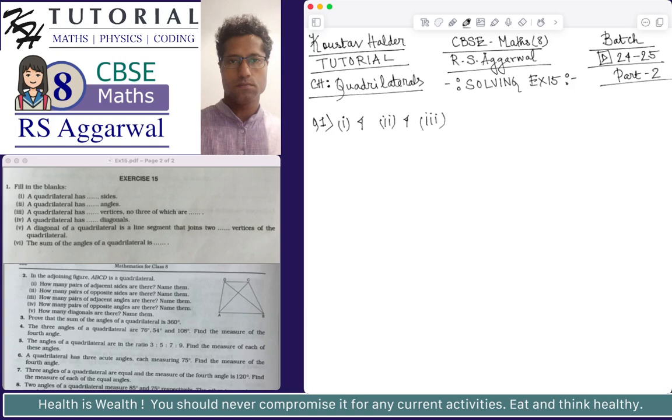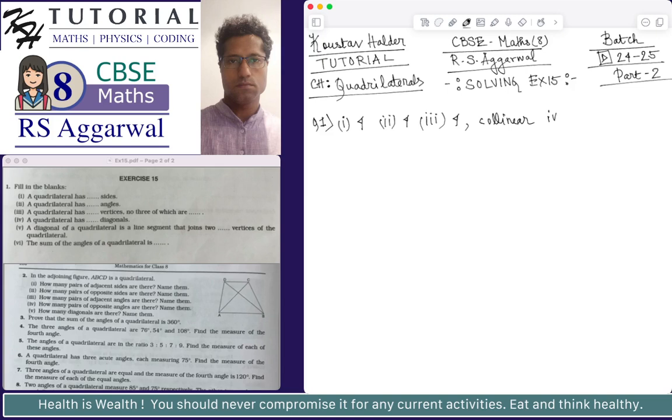So part 3 is asking a quadrilateral has how many vertices? So 4 vertices, no 3 of which are collinear. So in a quadrilateral, if you take any 3 vertices, they are non-collinear. So no 3 of which are collinear. So the second fill in the blank will be collinear. That is, no 3 points or vertices of a quadrilateral are collinear. Okay.